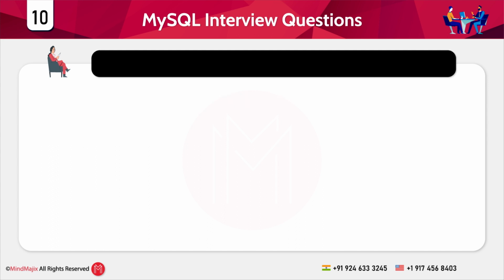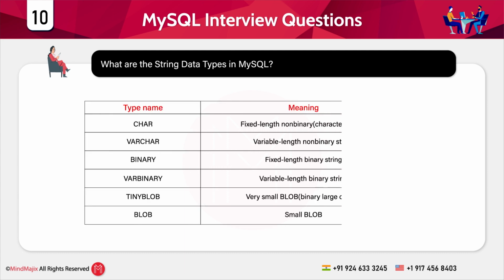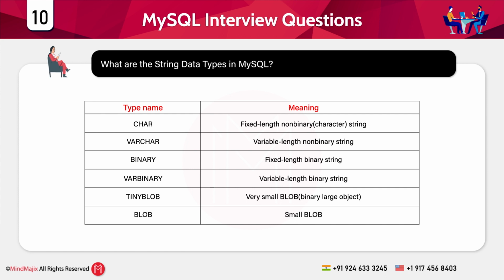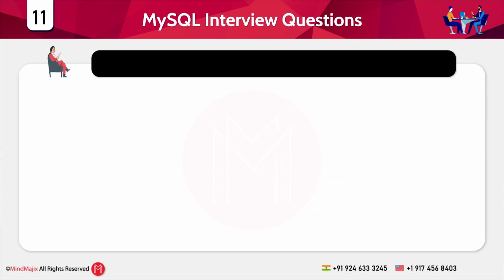The next question is, what are the string data types in MySQL? So guys, as you can see on the screen, these are the string data types in MySQL, such as char, varchar, binary, var binary, tiny blob, blob, medium blob, long blob, tiny text, text, medium text, long text, enum, set, and null.